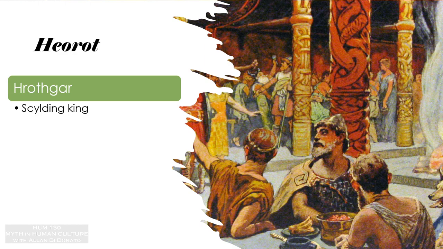Let's turn our attention now to the plot. We're going to start with the king known as Hrothgar, king of the Danes, and his hall known as Heorot, the hall of the heart. He's a Scylding king. So he's descended from Scyldchafing, the guy whose funeral is mentioned in the beginning.